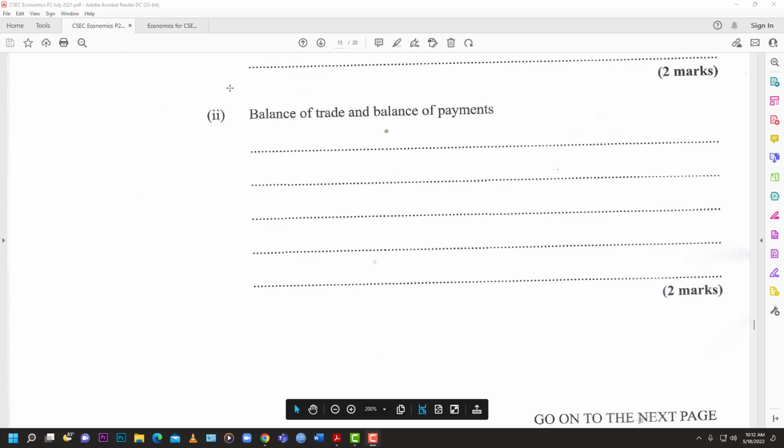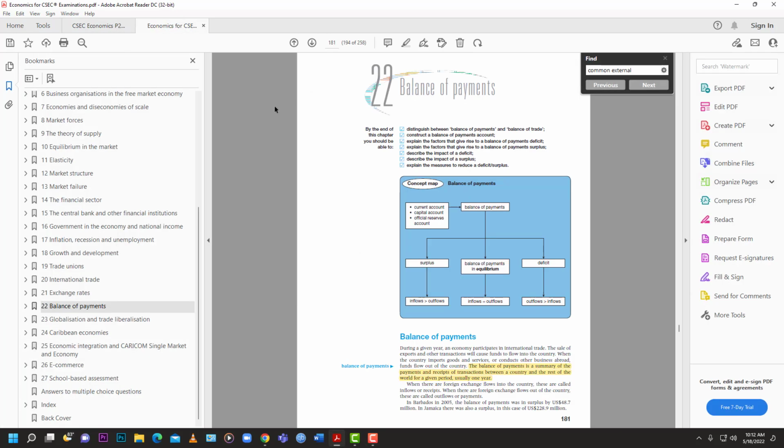Now, the difference between balance of trade and balance of payments. The balance of trade is simply the difference between imports and exports. Your exports minus imports, that answer would be your balance of trade. The balance of payments is the difference between the inflows and the outflows of payments that a country makes. The inflows are money coming into the country from payments from overseas, and the outflows are the payments that the country has to make to other countries overseas. That's a big difference between the two.